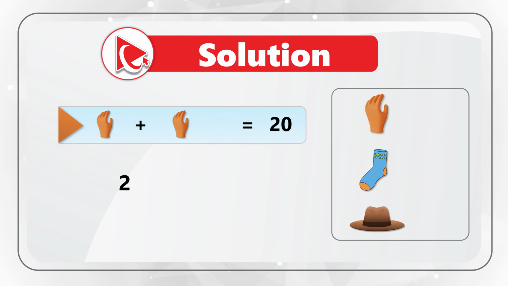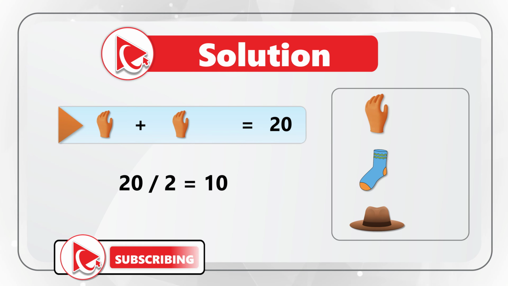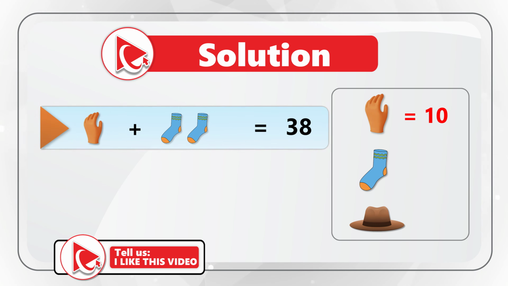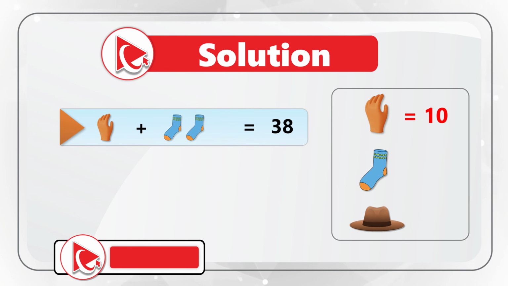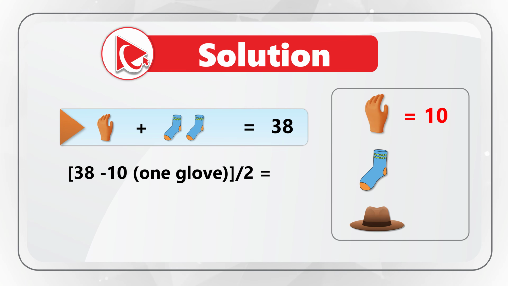Since 2 gloves equals 20, 1 glove is equal to 10, because 20 divided by 2 equals 10. Let's go to the second expression. 1 glove and 2 socks equals 38. Let's do the math to calculate the value of the sock. 38 minus 10, which is the calculated value for 1 glove, and then divided by 2 equals 14, which means that the numerical value associated with 1 sock is 14.